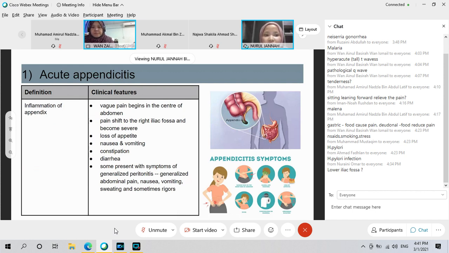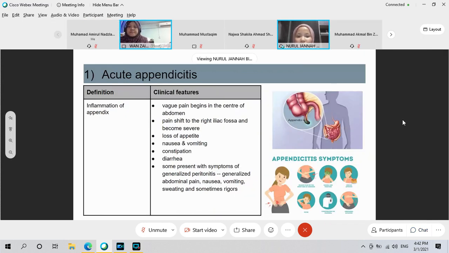So acute appendicitis is inflammation of the appendix. The clinical features for acute appendicitis are vague pain that begins at the center of the abdomen, and then it will shift to the right iliac fossa and become severe. Next is loss of appetite, nausea and vomiting, constipation, diarrhea, and also some may present with symptoms of generalized peritonitis. The symptoms of generalized peritonitis are abdominal pain, nausea, vomiting, sweating, and sometimes rigor.